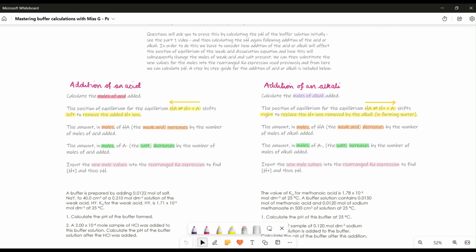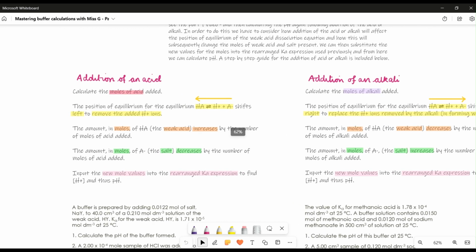So when we add an acid to a buffer, we need to know how many moles of acid we are adding. Sometimes they will give you the moles of the acid, sometimes they'll give you a volume and a concentration, and from there you can work out the moles. Now, using our knowledge of the position of equilibrium and how that can be shifted from year 12, we need to understand how adding an acid will shift the position of equilibrium for the weak acid dissociation equation that I've highlighted there in the yellow. So the weak acid dissociating slightly into H+ and A-. Now, if I add an acid, I am adding a source of H+ ions.